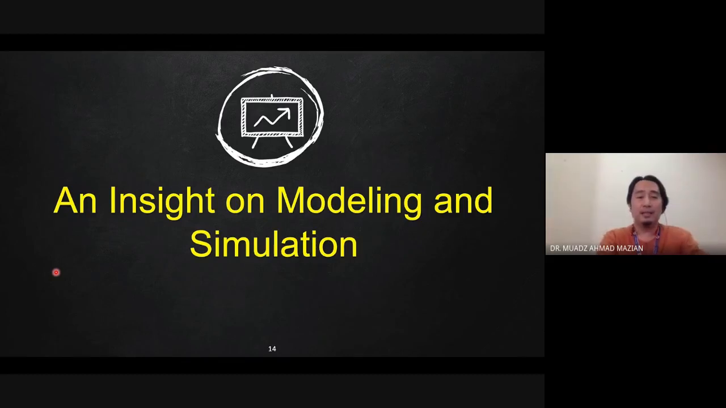But then next is I want to share insights on modeling and simulations, which is the one that I've been doing recently, during my PhD or during my master degree. Okay, before that, ada question tentang case study? Hello? Saya tak ada. Okay, tak ada. Alright, next I will go on insight modeling simulation.